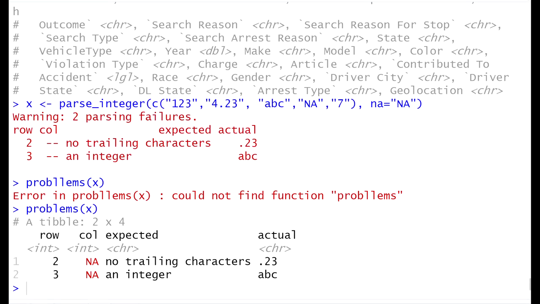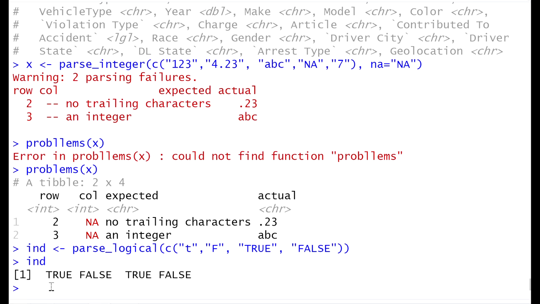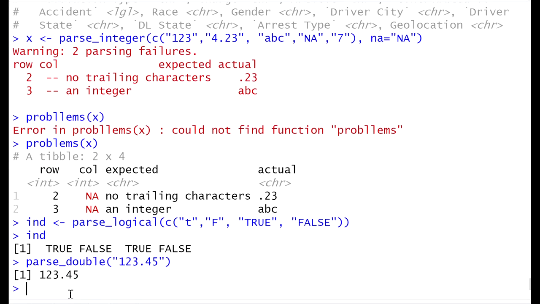So if I have a vector that has all logical things, suppose I have Ts, Fs, TRUEs, and FALSEs, I didn't get any parse errors or any problems, and if I look at those, it converts those to TRUEs and FALSEs. So that's how parse_logical will work. Parse_double, if I did parse_double of that character, it's going to give me the number.